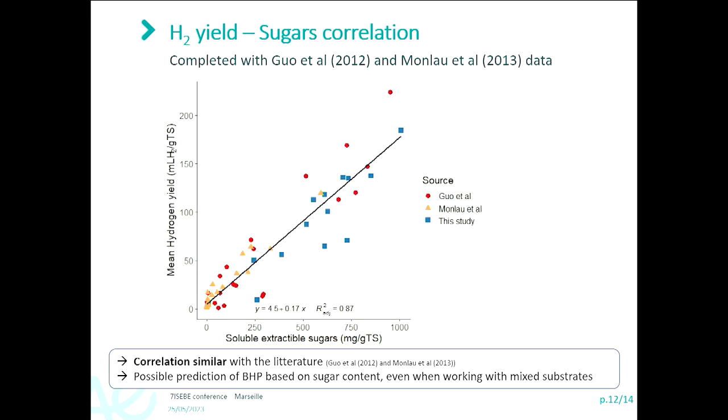To complete this data, we also add the results of Guo et al. and Molo et al. studies. And we can see that we obtain a correlation that is similar to the literature results. So it seems possible to predict the hydrogen yield based on the sugar contents of a given substrate or even a mixture of substrates.